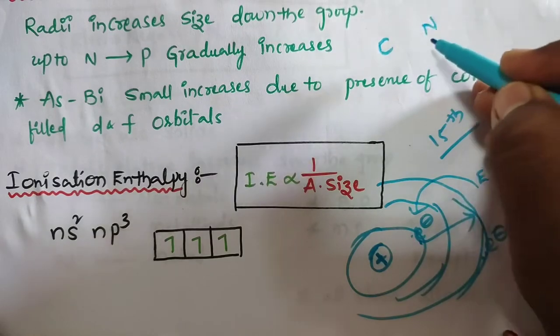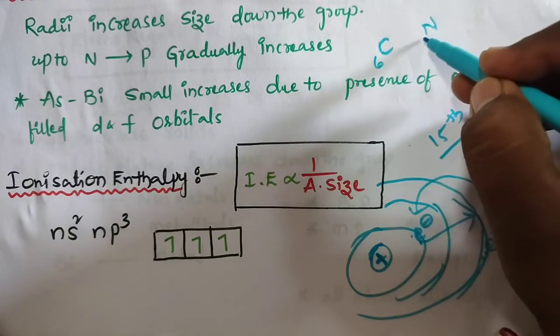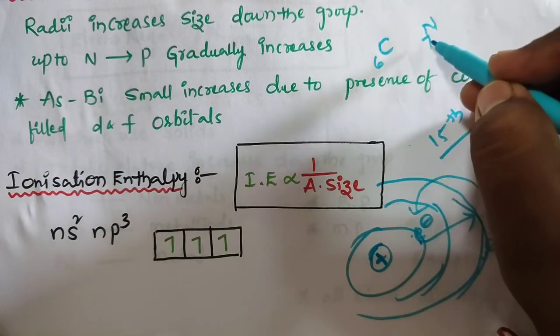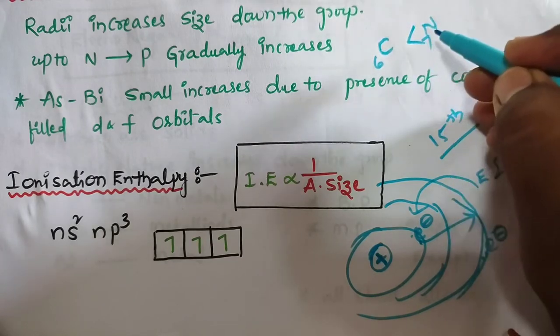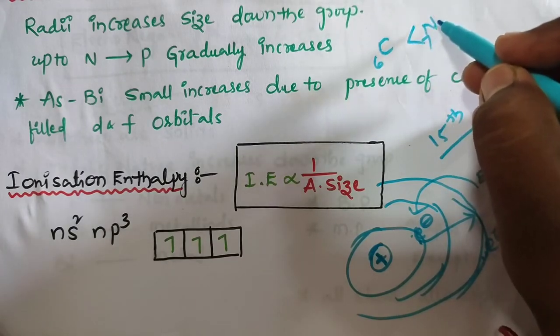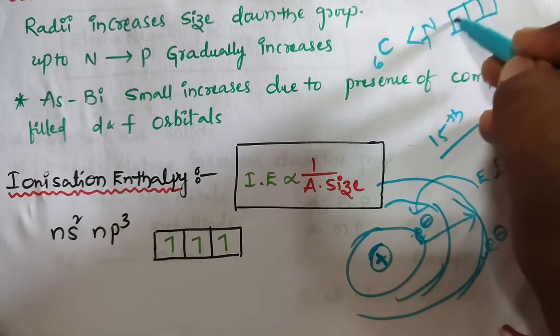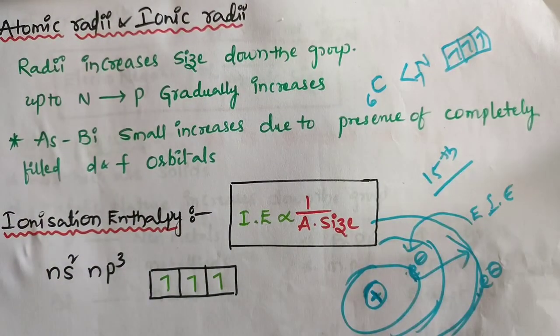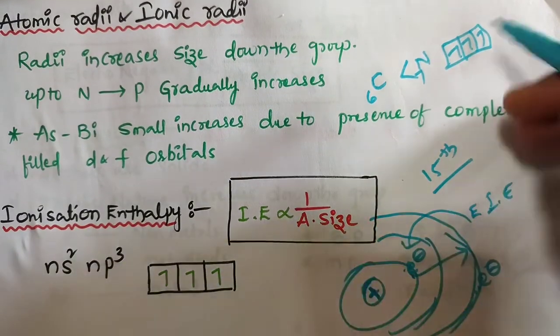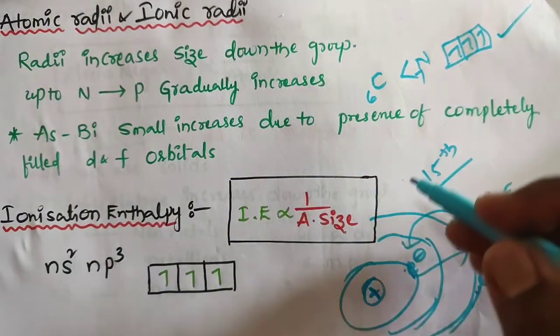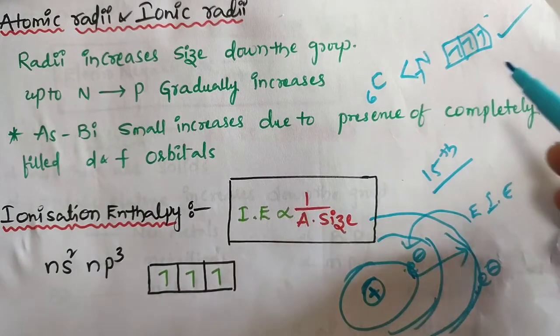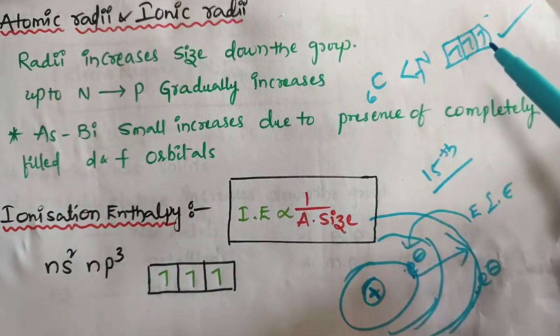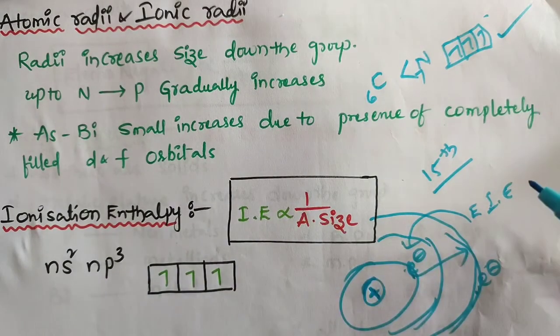For example, compare carbon and nitrogen. Carbon atomic number 6, nitrogen 7. Which one has the high ionization enthalpy? Nitrogen. Why? Because it is small in size, and it contains 1, 2, 3 half-filled electron configuration. The p orbital contains a half-filled electron configuration. It is more stable, so a high amount of energy is required to remove an electron from it.